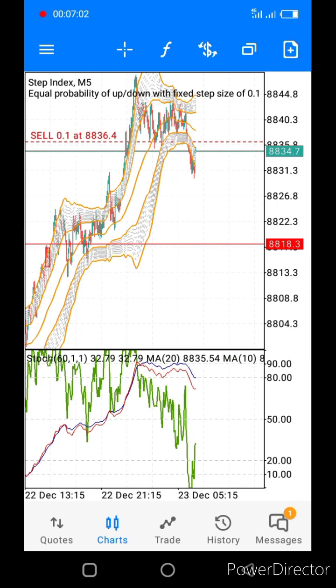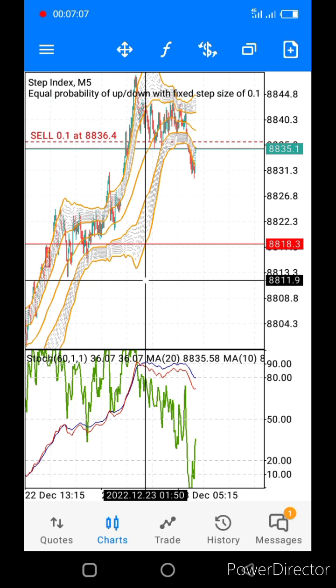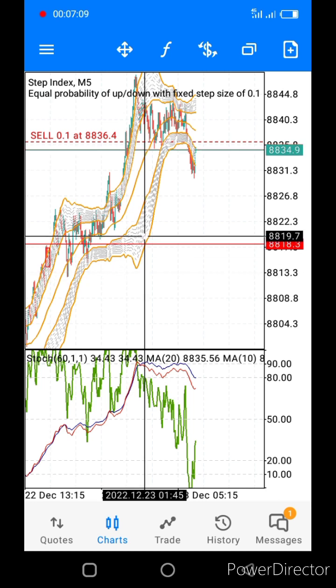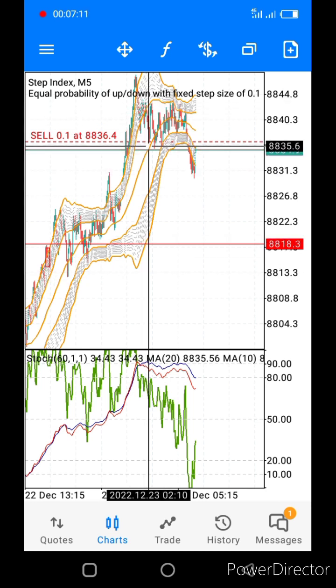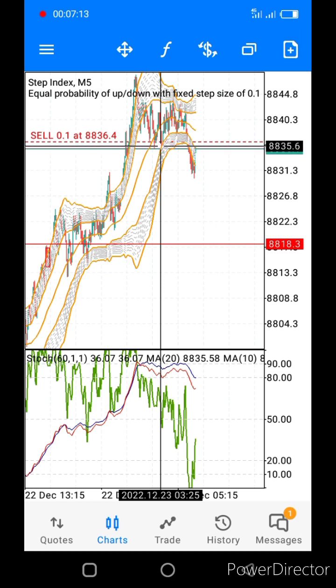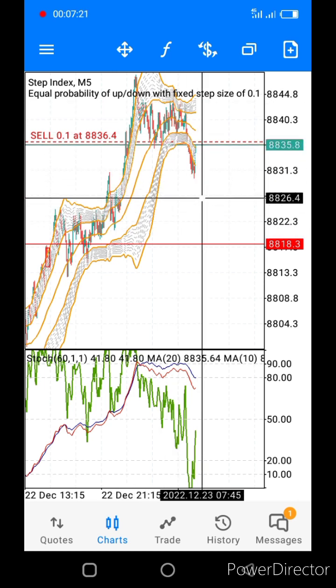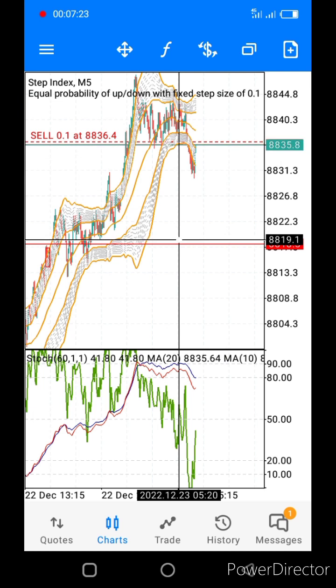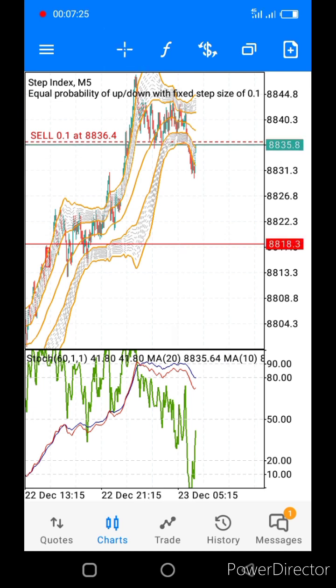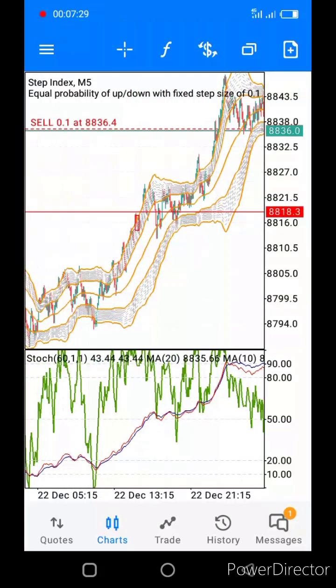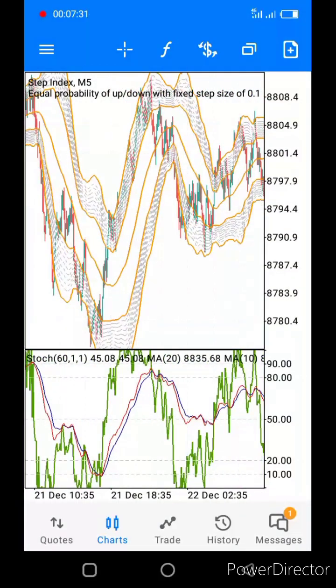If you pick it on M5, you see that the market picked it from here and hit the third or the second band of the Bollinger Bands. So that is how the strategy works. That is how the strategy works. So stick to the rules of the strategy. Test it on your demo account.